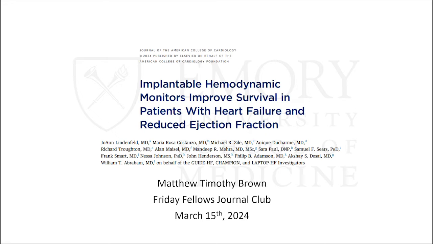This is an interest of mine, as I'm interested in remote monitoring and the opportunities for telecardiology. I'm pursuing an advanced heart failure fellowship, and I was excited to see this February 2024 JACC meta-analysis looking at 3 different trials over the years of implantable hemodynamic monitors with results that suggest improvement in survival in patients with heart failure and reduced ejection fraction.